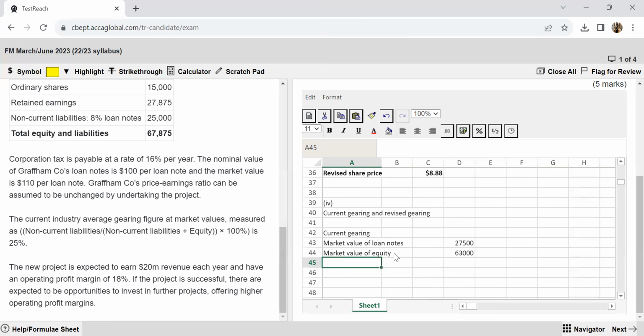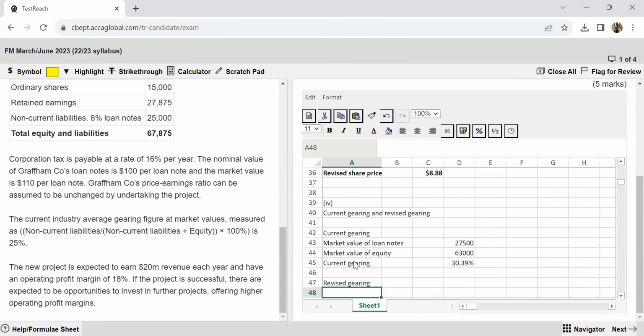Now let's put this into the formula of gearing that is provided to us. So current gearing will be, first of all, my numerator is non-current liabilities. So this is this divided by non-current liabilities plus the equity. So this is equity. So with this, we achieve gearing ratio given to us as 30.39. Now I go to my revised gearing. So for the revised gearing, we have to find out the market value of equity and then the market value of loan notes again.